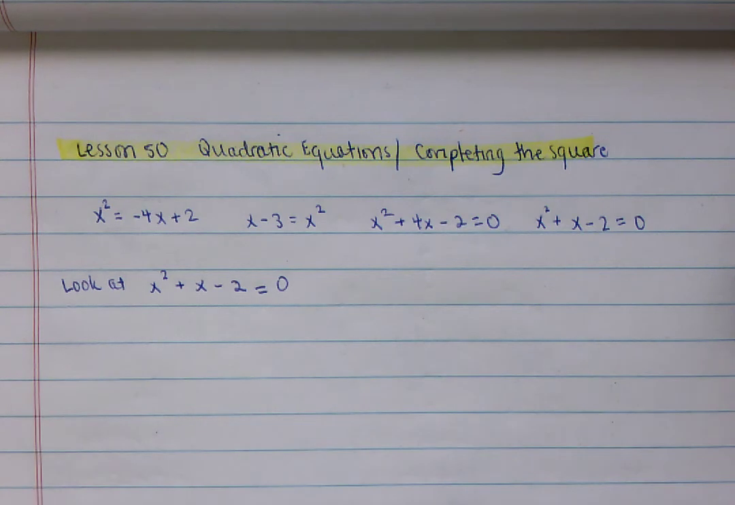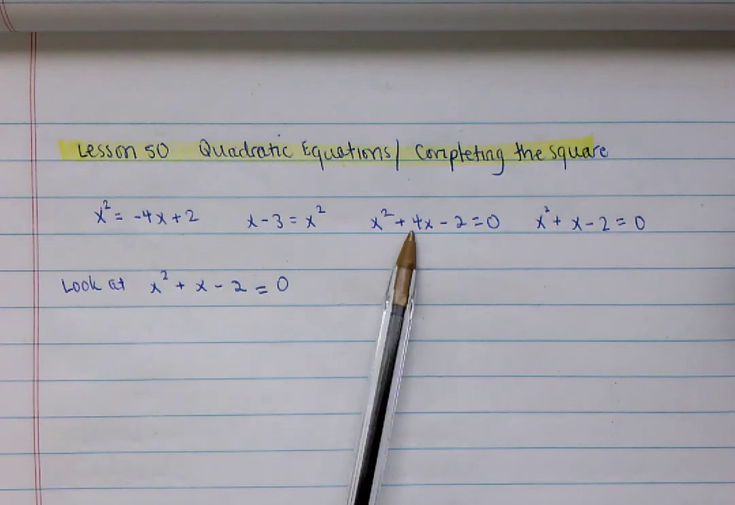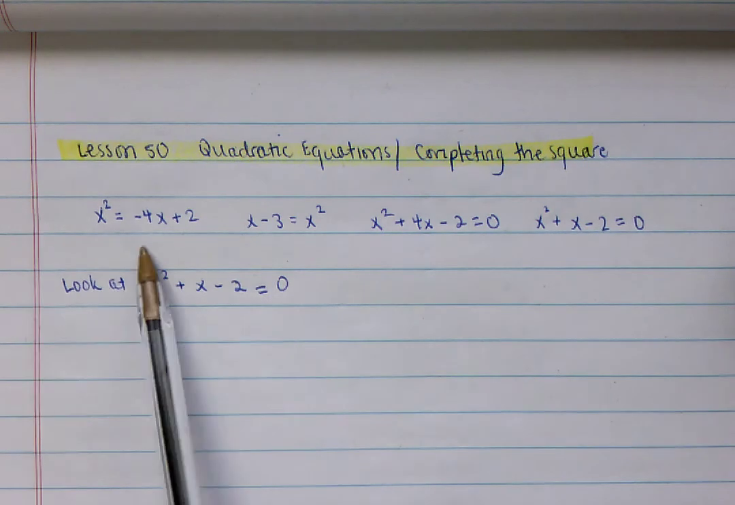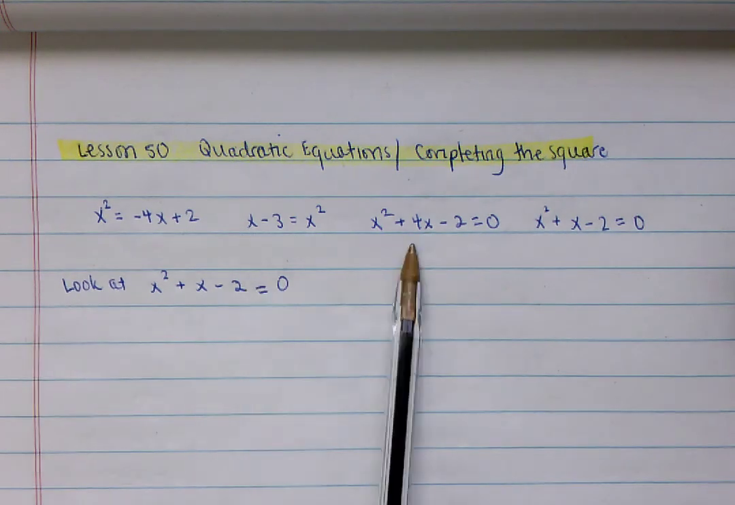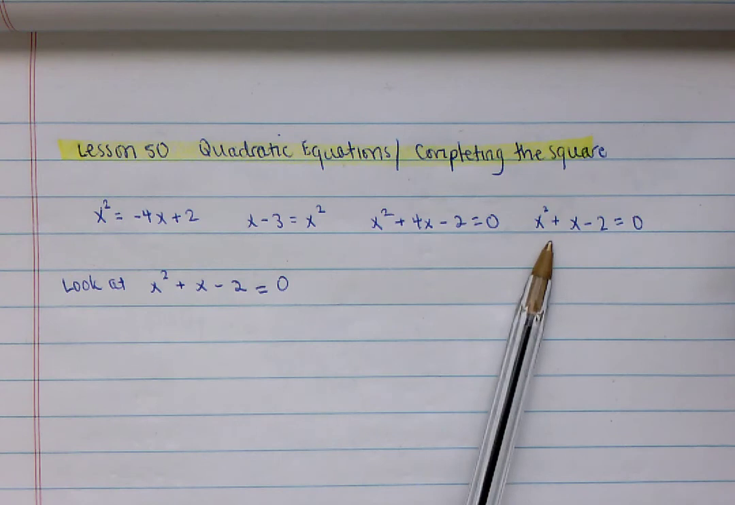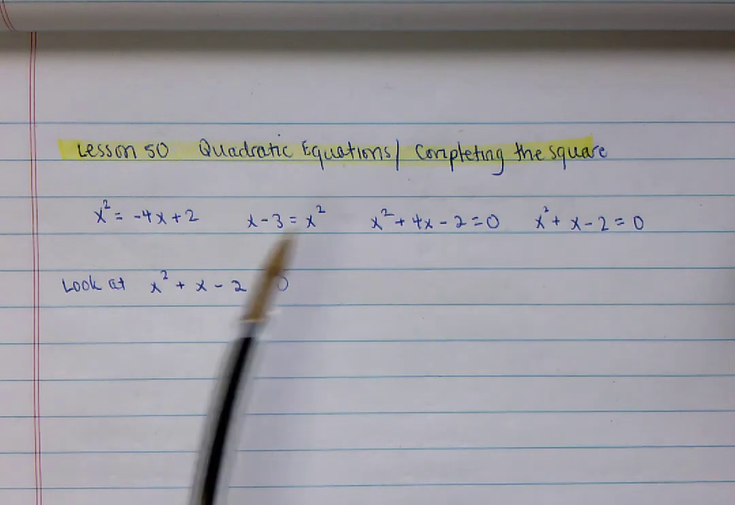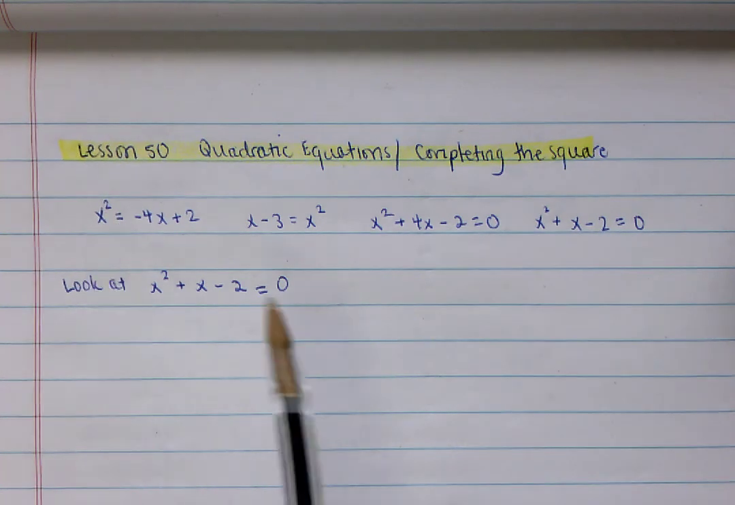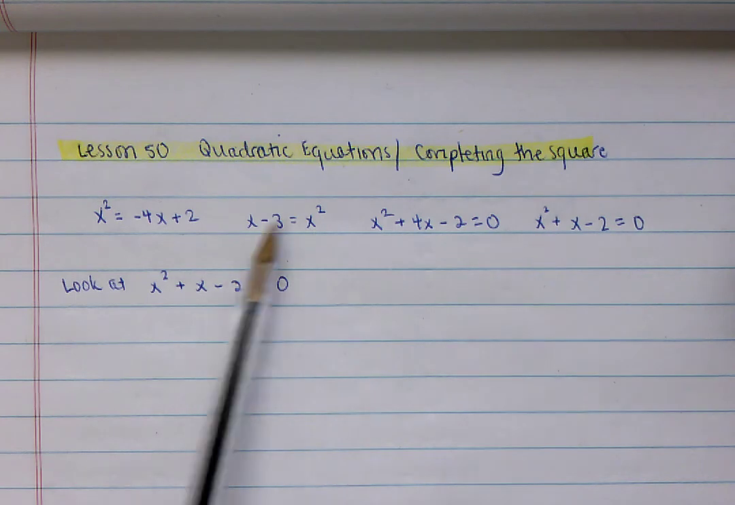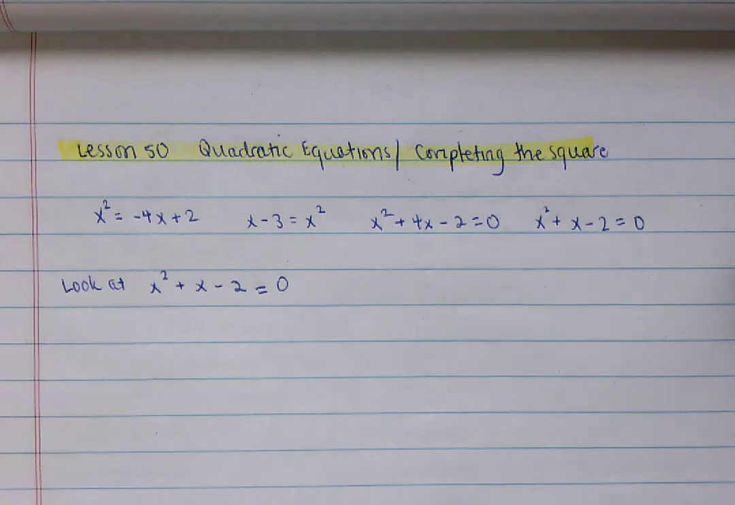Hi students! In this video we are going to learn about completing the square. We're going to start by reviewing a few things. So look at these equations right here. These are all called quadratic equations, okay? The highest power of the variable is a 2, okay? So these are all quadratic equations written in different ways.